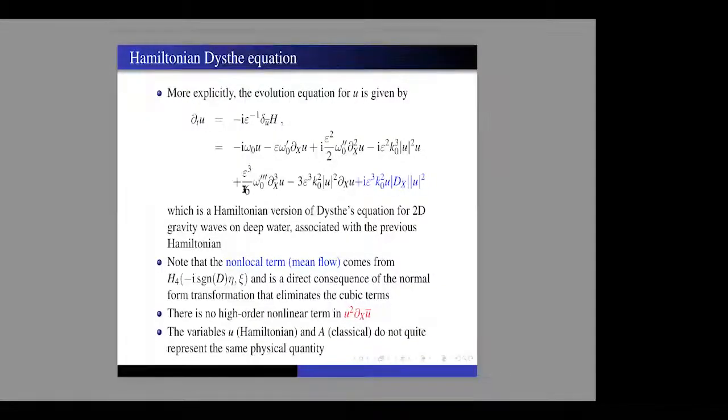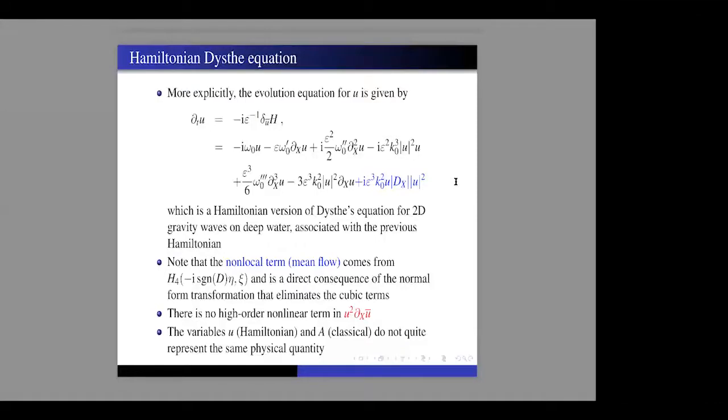So this is the phase term. This is the advection term. This is dispersion. This is the cubic nonlinearity. This is the higher order dispersion. And these are the higher order nonlinear terms. So in blue, this is our version of the non-local term in the Dysthe equation corresponding to the mean flow.